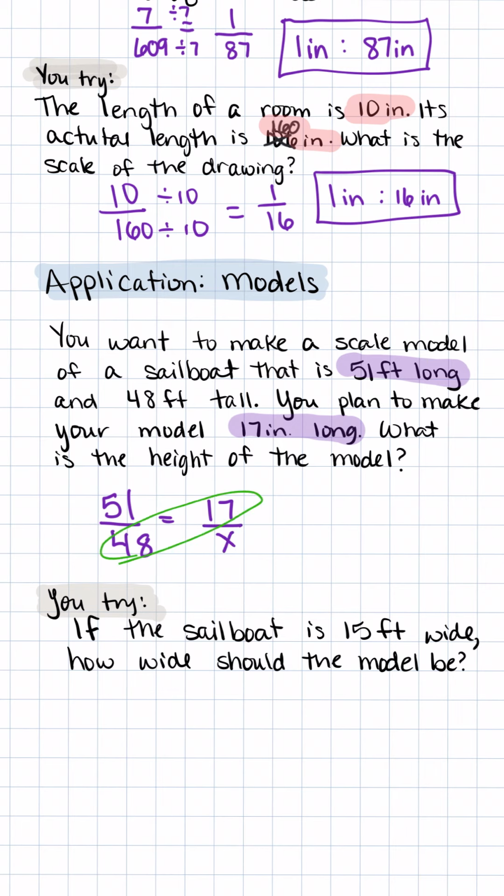Let's go ahead and cross multiply. So really what this is, but I often skip a step, is 51x equals 48 times 17, which equals 816, divided by 51. Usually I would just skip the step of crossing out the 51. I would just multiply these together and divide by that third one. So divide by 51, x equals 16. So what is the height of the model? 16 inches.